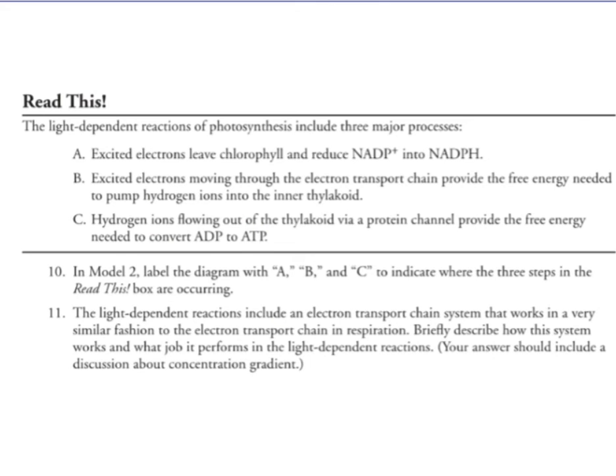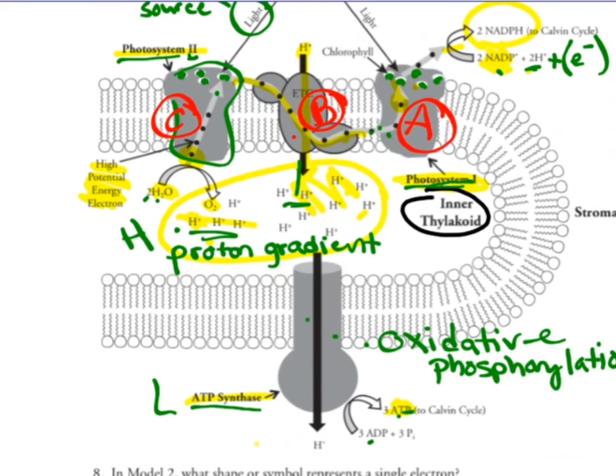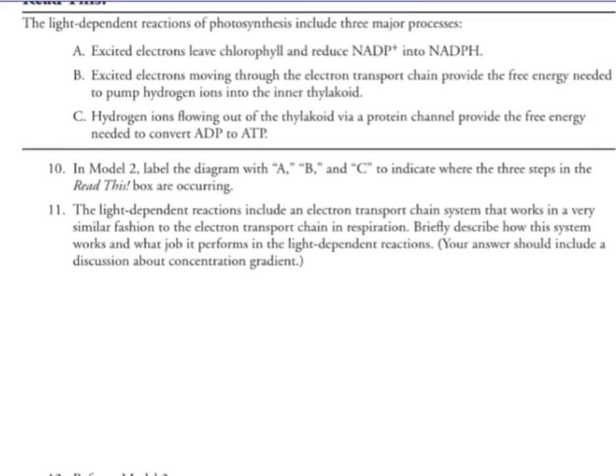C is hydrogen, oh, nope, just kidding. Hydrogen ions flow out of the thylakoid via the protein. That's not here. I got ahead of myself. That's where. Where do they flow out? Okay, hydrogen ions flow out, providing the free energy needed to convert ADP to ATP. Okay? All right, on 11.